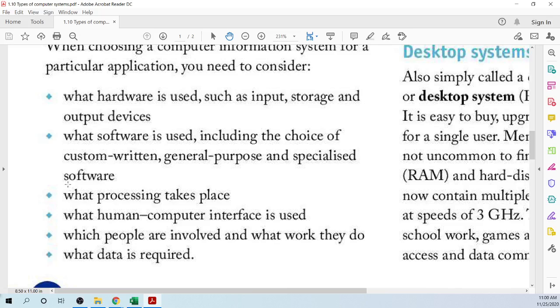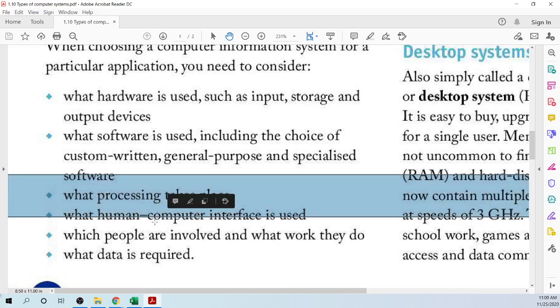Alright, let's continue. So after we determine the hardware, the software, we need to know what kind of processing needs to take place. So we looked at processing a while ago, the different types of processing. Do we need to process all the data at once? Do we need to process it right away? So that is how you would set up your processing.